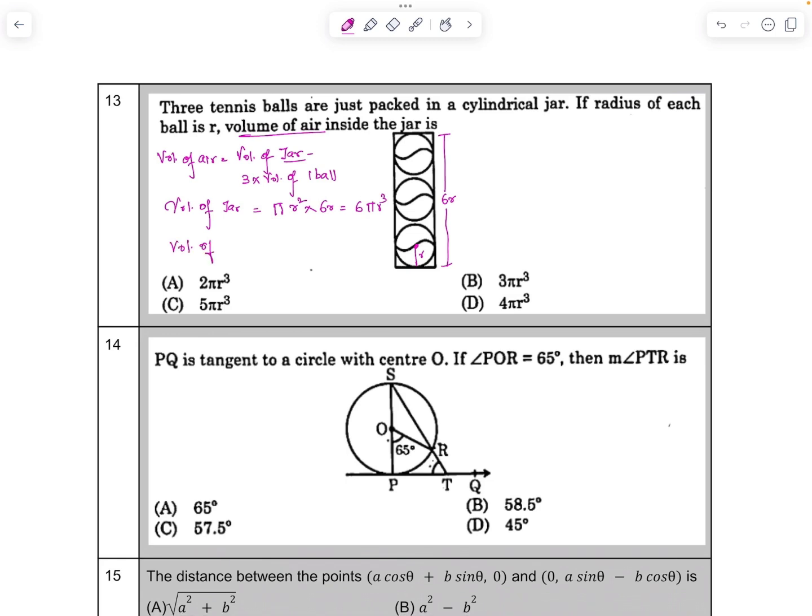Volume of 3 balls is 3 times 4 by 3 pi r cube, which is equal to 4 pi r cube. So volume of air is equal to volume of jar minus volume of 3 balls, which is 4 pi r cube. So the answer is 2 pi r cube. The correct option is A.